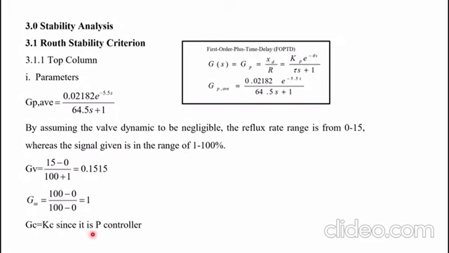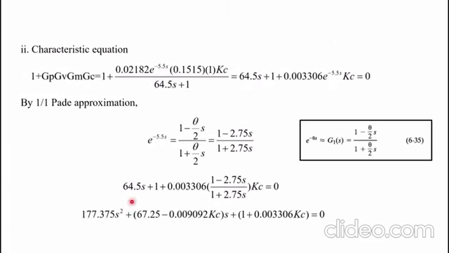Since it is a P controller, we move to the characteristic equation. The characteristic equation of the system is 1 plus GP, GV, GM, GC equal to 0. We just substitute this GP, GV, GM, GC, and we get this form. Then using the 1/1 Pade approximation, we calculate exponent negative 5.5s. So theta here is 5.5, and we get this. We just substitute back, rearrange, and get the quadratic equation form.